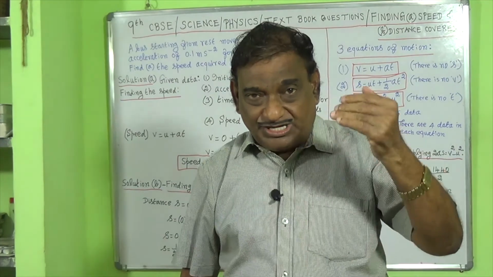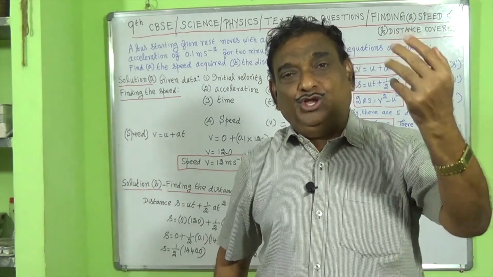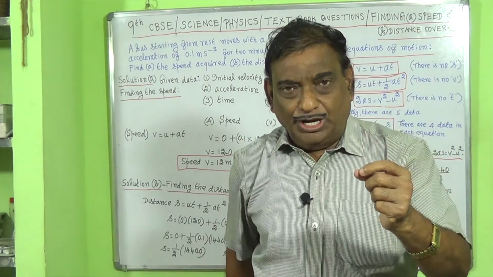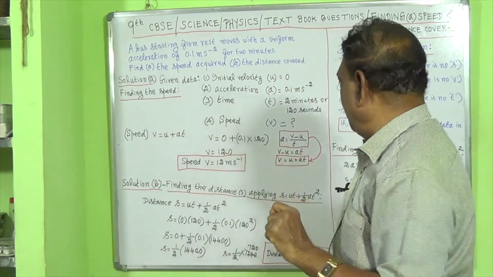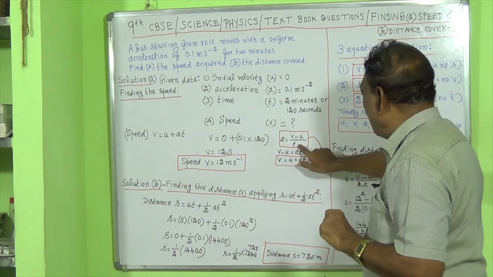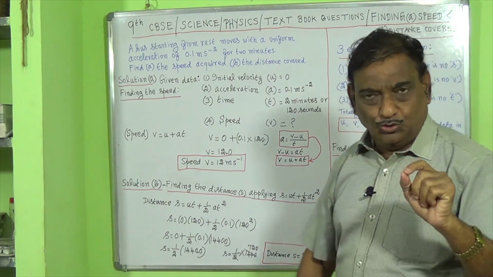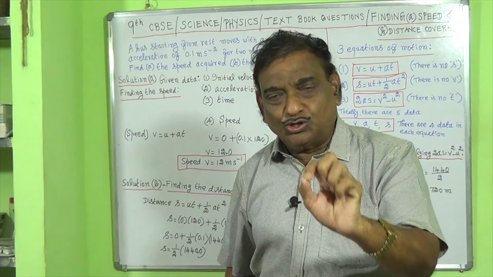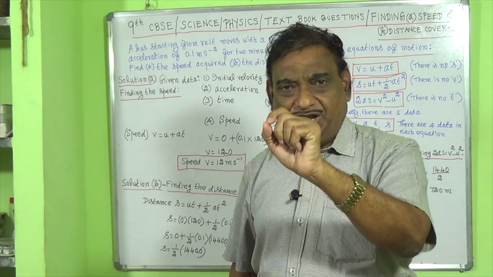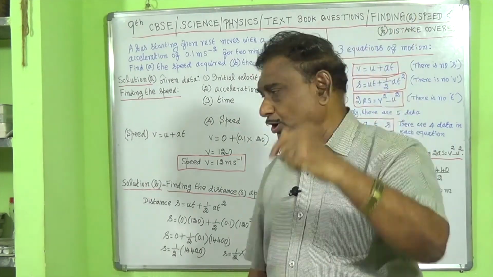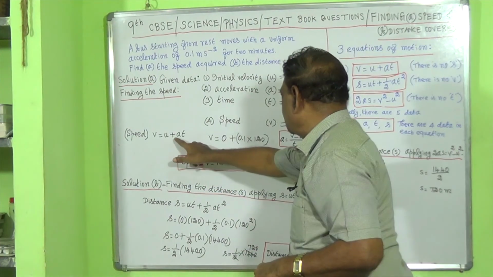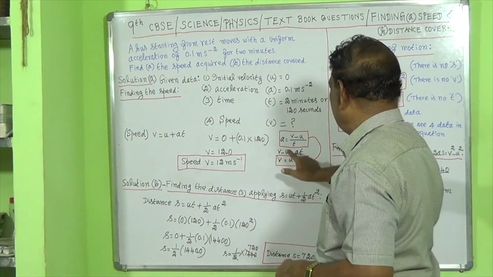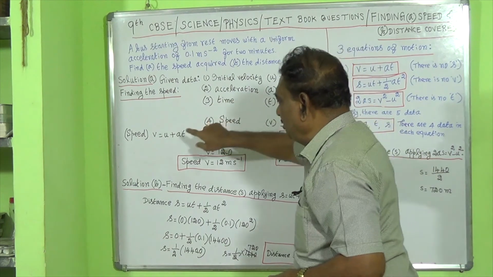My dear students, in the next video, we are going to find the acceleration applying this formula. That is A equal to change in velocity by time. That is A equal to V minus U by T. I have already told both these equations are same. From this equation, we have derived this equation.